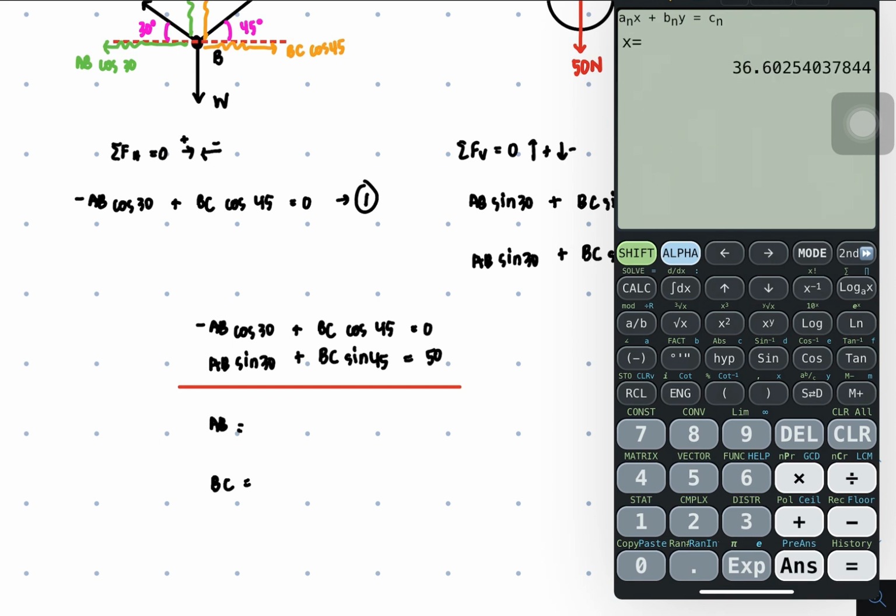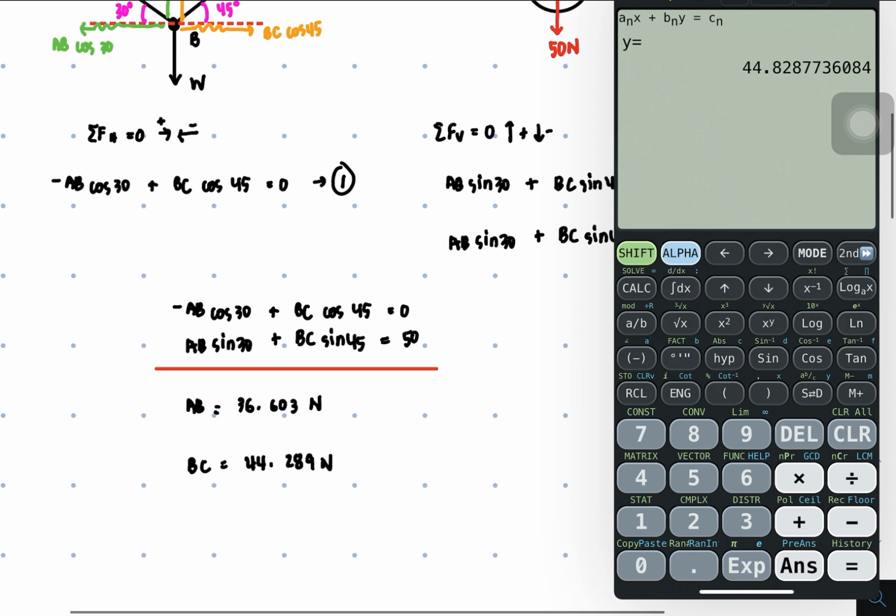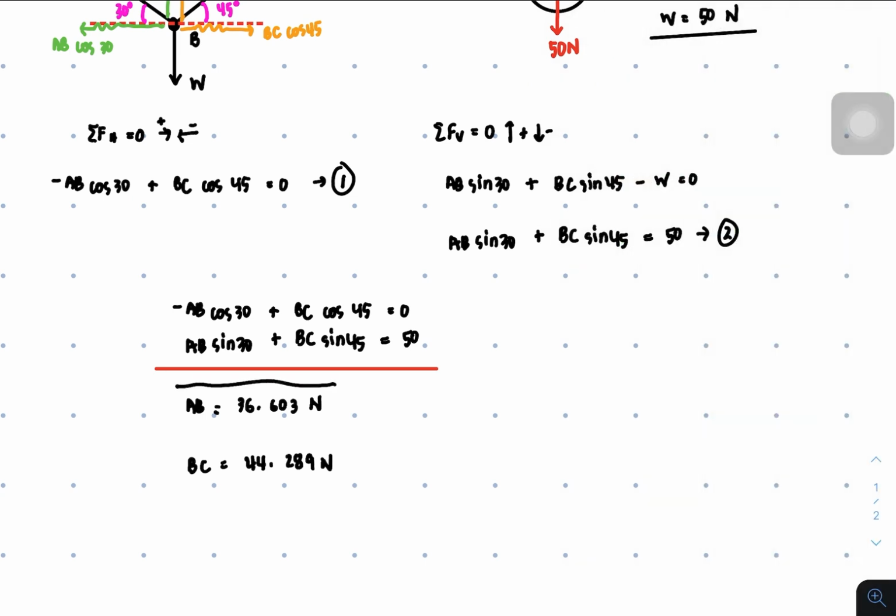So this is AB, 36.603 newtons, and the other one is 44.289 newtons. So the first answer from your calculator is the first term that you input in your equation.